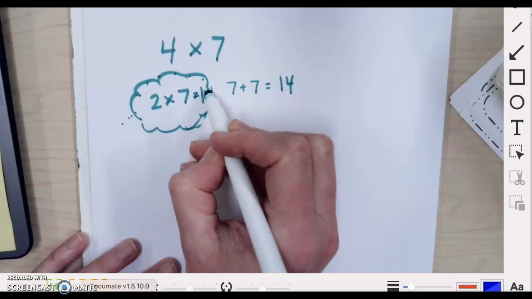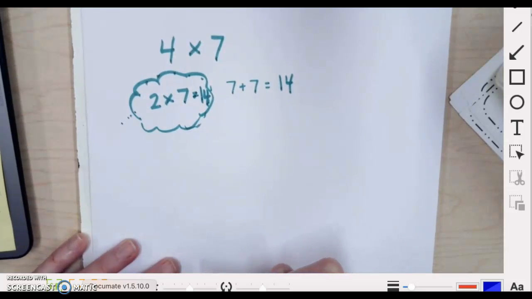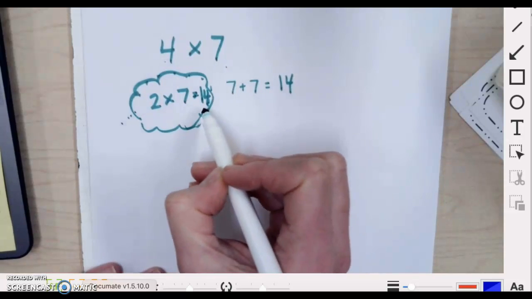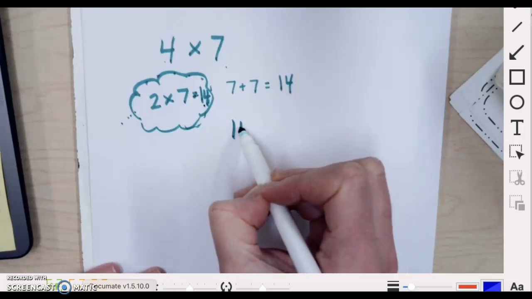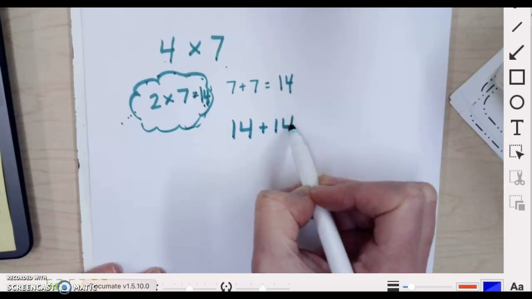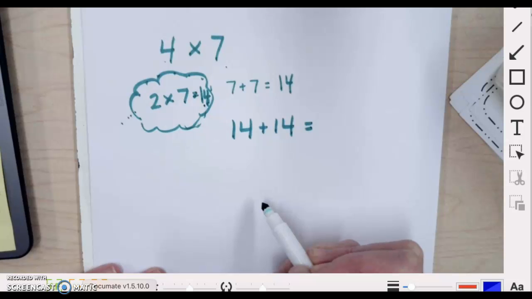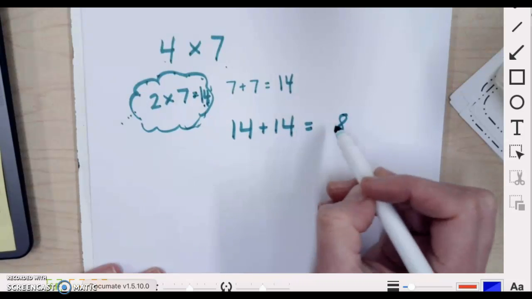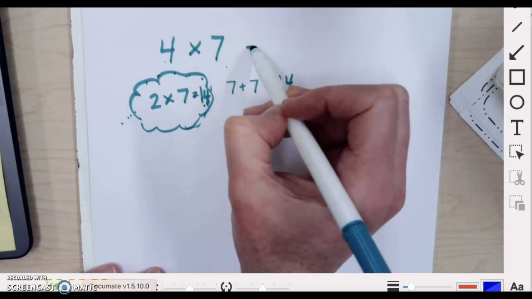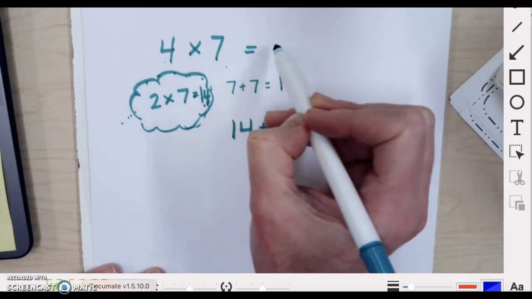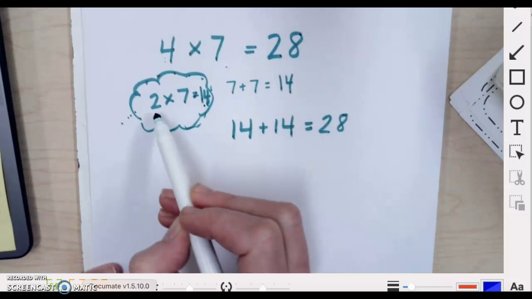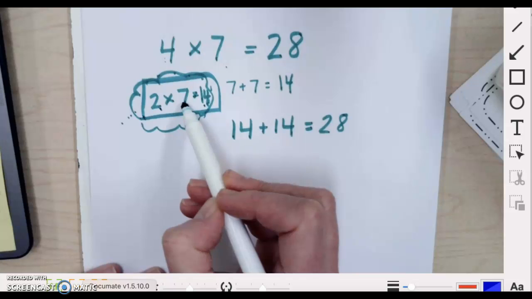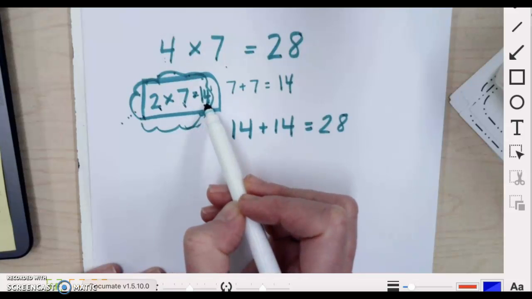If 2 times 7 is 14, then 4 times 7 is 14 doubled. 14 plus 14, if I add my 1s it would be 8, and I add my 10s would be 2, is 28. So 4 times 7 is 28. I doubled my 2 times 7, and then I doubled that product.